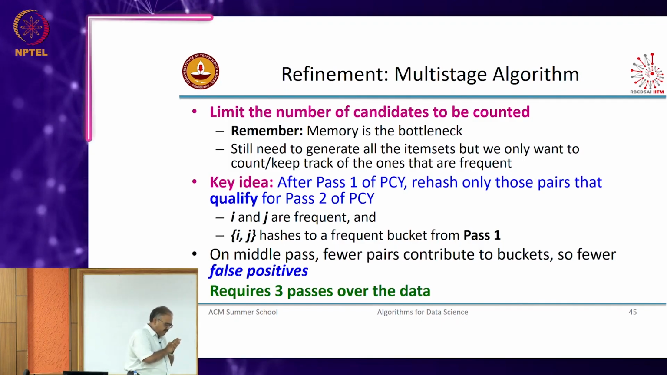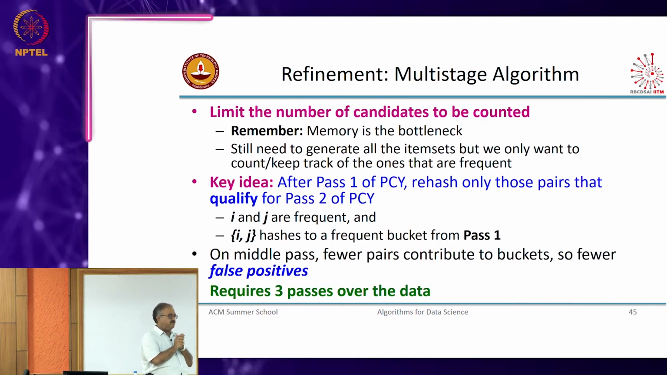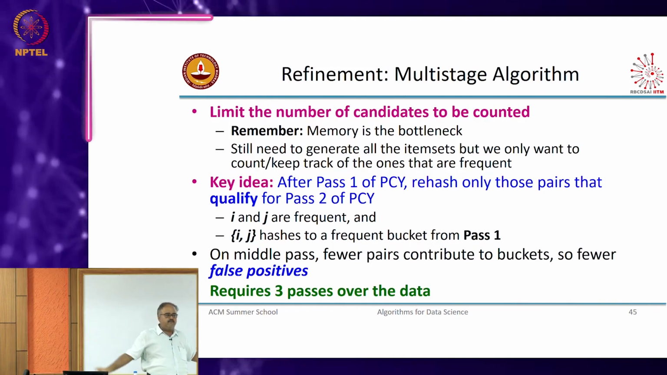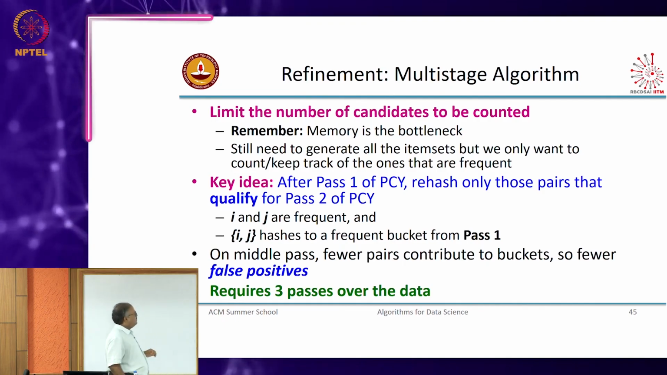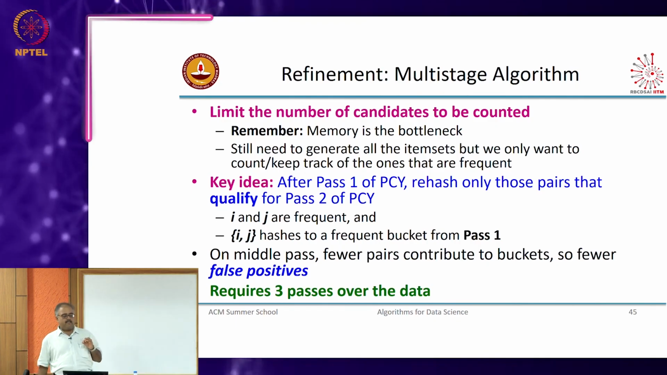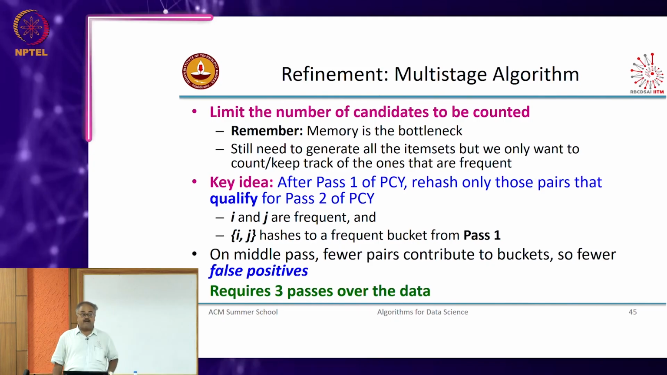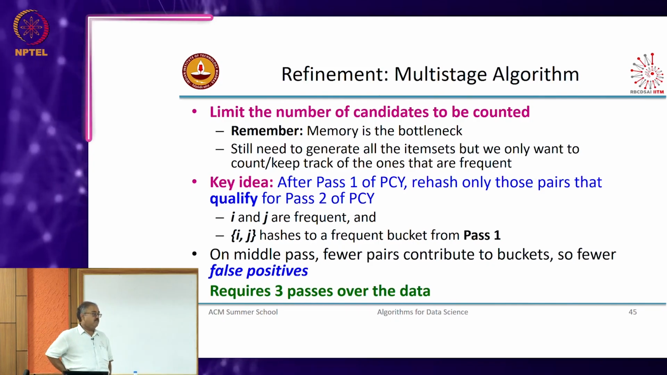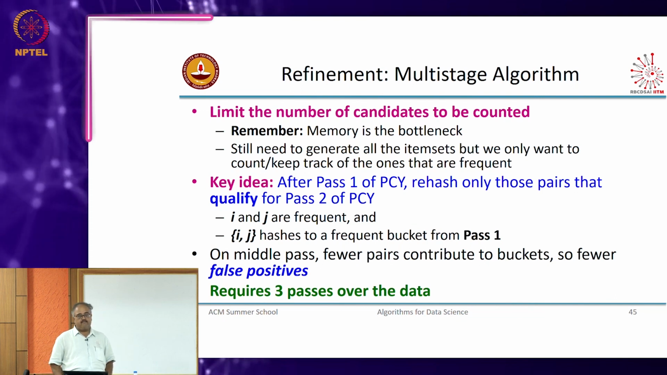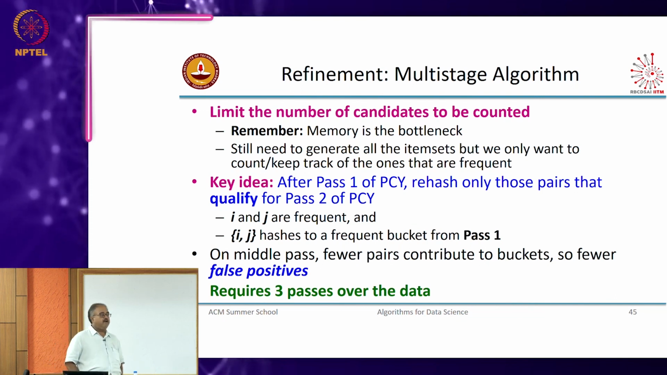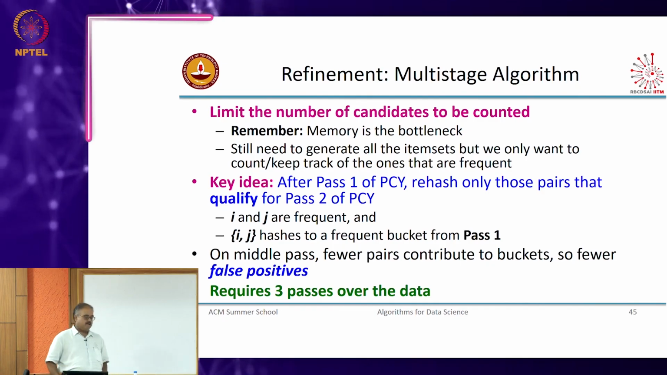If you remember, we started doing all of this because memory is a bottleneck. We are not able to keep track of a large number of pairs, so we try to reduce the number of pairs. In this particular approach, we are going to trade off the number of passes that we do versus the peak memory requirement.